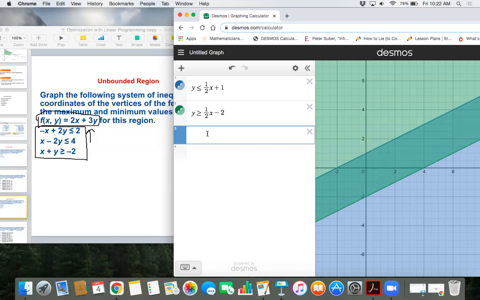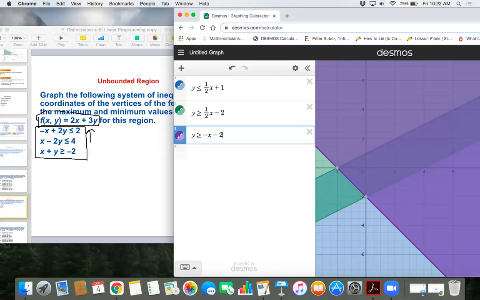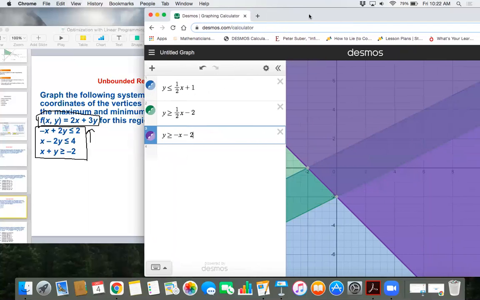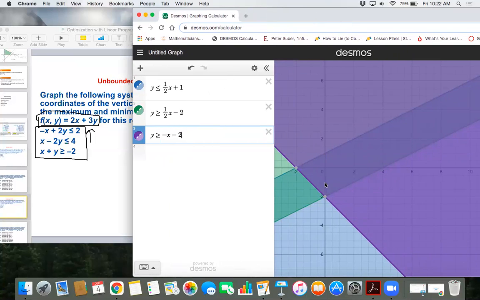And then for the last one, this one right here, it's going to be y is greater than or equal to negative x minus 2, just like that. Now let's look at our graph. Notice this region right here, it's like a ray, like a spotlight in a way, is my region of values I'm allowed to put in my function. Now notice I only have 2 critical points. This will be an unbounded region. So that's telling me I'm either going to have a max or a min, not both.